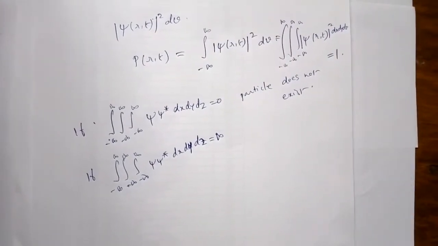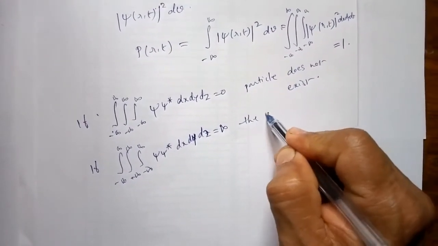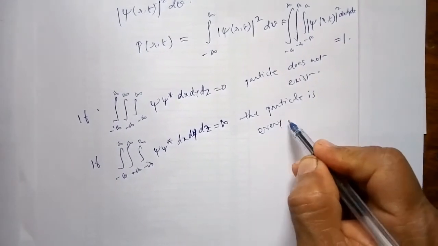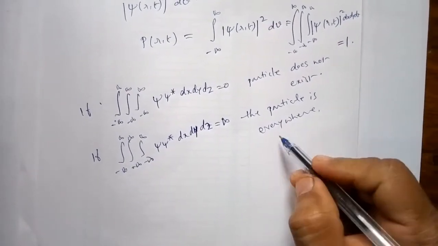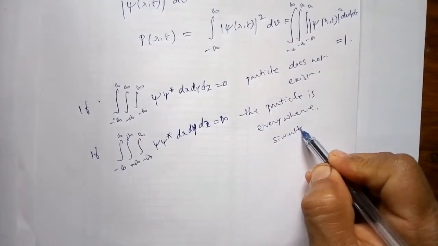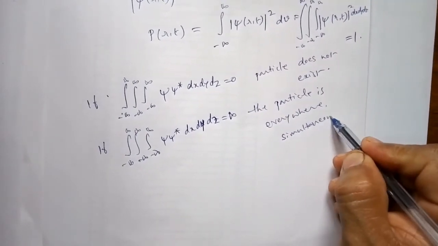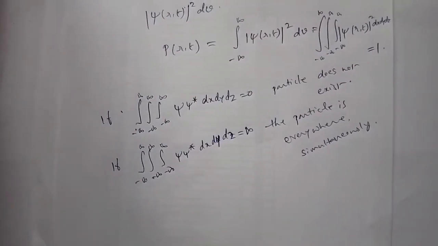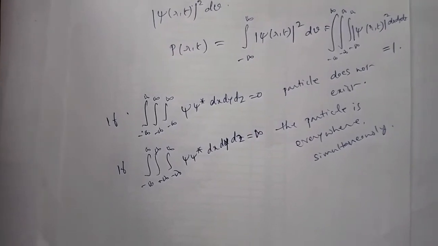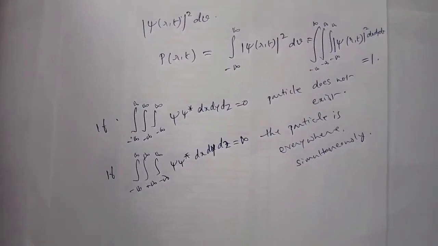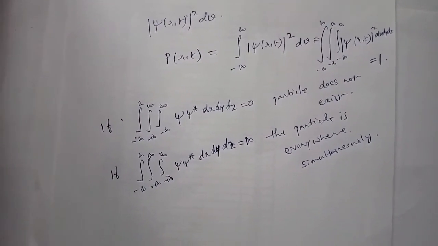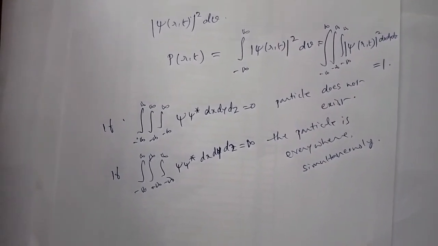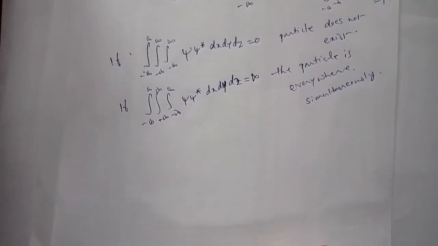That's possible only in quantum mechanics: the particle is everywhere simultaneously, at all points. So we have to understand that probability equal to 1 means the particle exists somewhere. If it is equal to 0, the particle doesn't exist. If it is equal to infinity, the particle exists everywhere simultaneously.